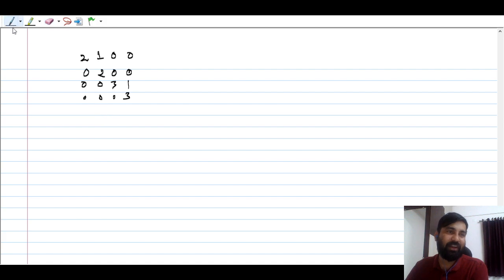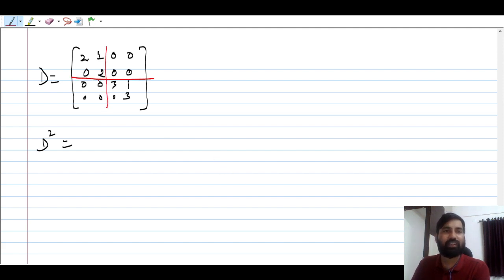अब जैसे मान लो ये D matrix है, you have to find D square. This is D matrix, you have to find D square. So आप क्या करो यहाँ पर, इसको पार्टीशन कर सकते हो simply. What you can do, you can partition this matrix. It's a very simple matrix. देखो यहाँ पर क्या है.